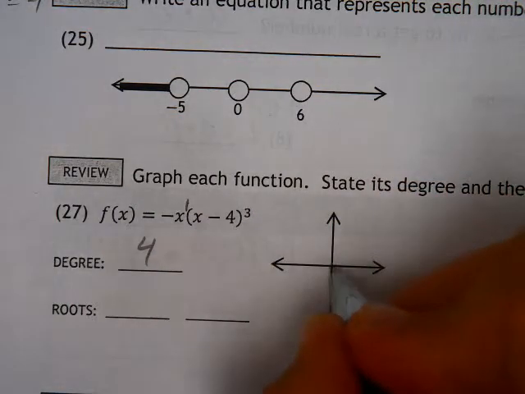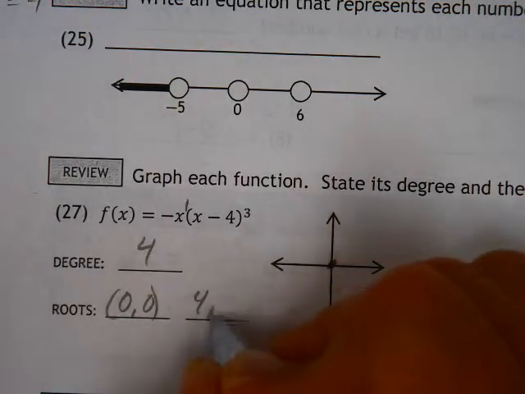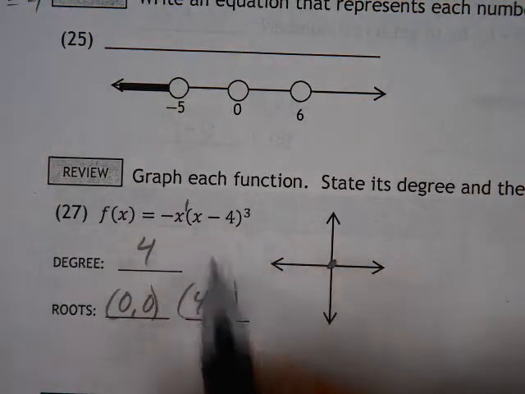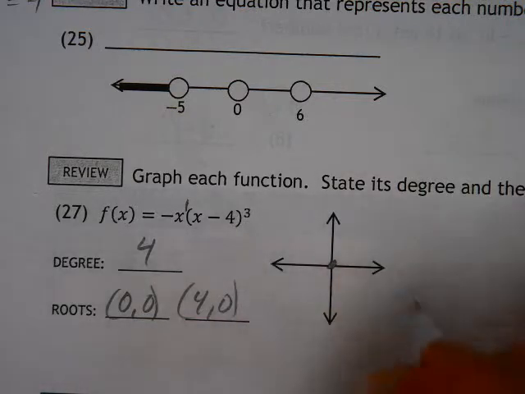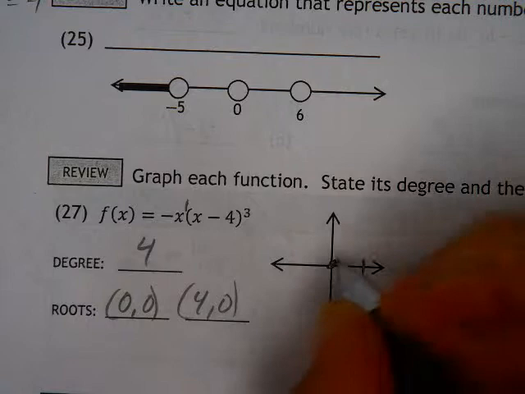There's one root at 0, and the other root is at 4, 0. Okay, but that 4, 0 is a special root. It's called a triple root, or it does something cool. That's 4, and this is 0.